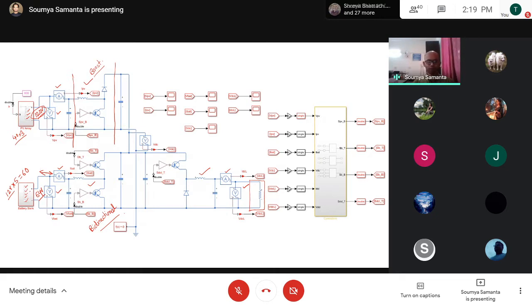Why is it required? Because the battery is connected here. So whenever we require power from the battery, it will take power from the battery. Whenever we have excess power, it will be given to the battery. Okay. So charging and discharging is a function which we have to provide. For that, we need this one, bidirectional.